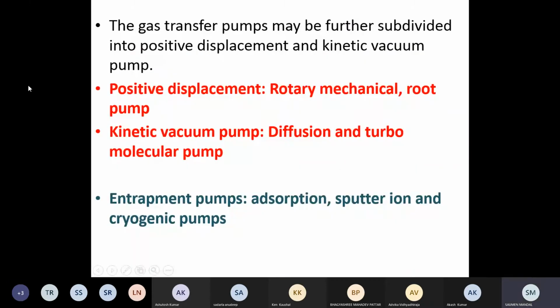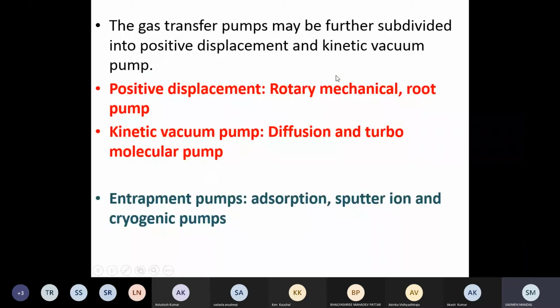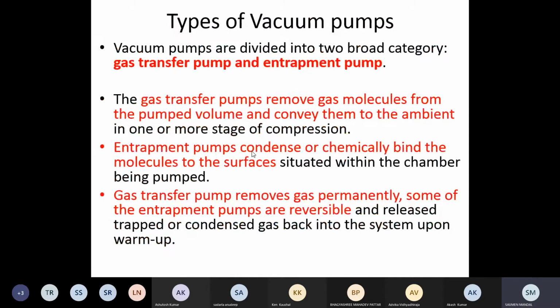Now this pump can again be subdivided into two categories. Here we can see one is the gas transfer pump, another is the entrapment pump. The gas transfer pump includes positive displacement pumps, rotary mechanical and roots pumps, and then kinetic vacuum pumps, diffusion and turbomolecular pumps. I will talk about the rotary mechanical pump and the diffusion and turbomolecular pumps. So what is the overall classification? We can divide pumps into gas transfer pumps and entrapment pumps.